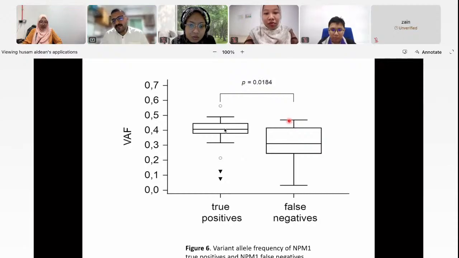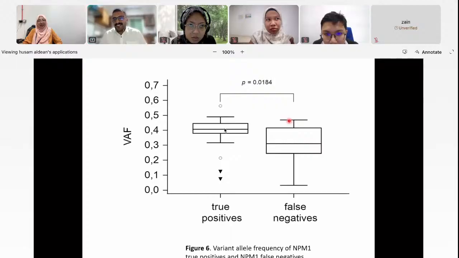They showed that their model works fine, significant. The AUC, the ROC, they are all close to 1 here, but then when they come to the true positive and false negative of the variant allele frequency, they don't get significant true positives and false negatives here. You got what I mean?